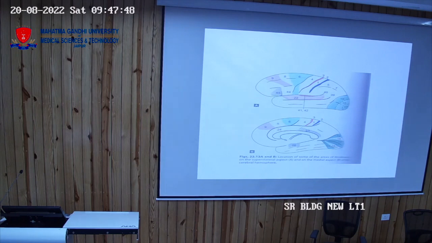Look, suppose area number 17 is working. So it will let the person see with the eye on the left temporal side, and at the same time the right nasal side.